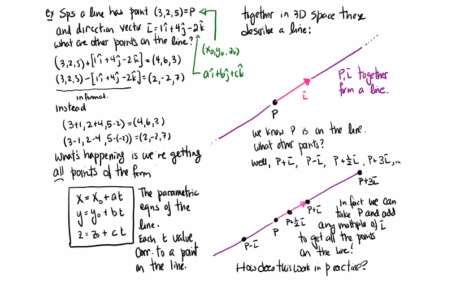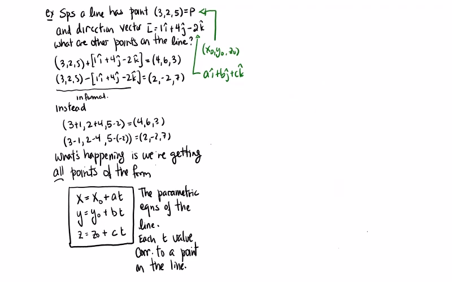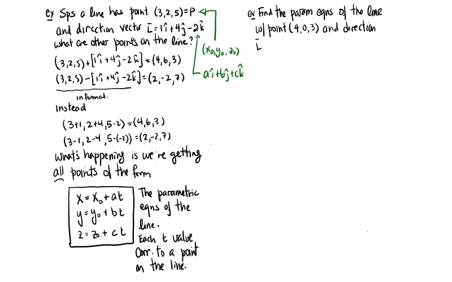So let me do two examples. I want to do one that's kind of like the one we just did, and one where there's a little more thinking involved. So let me clear the right-hand side of the screen off. For example, if we said find the parametric equations of the line with point, say, 4, 0, 3, and direction, say, L equals 2i plus 7j minus 5k.